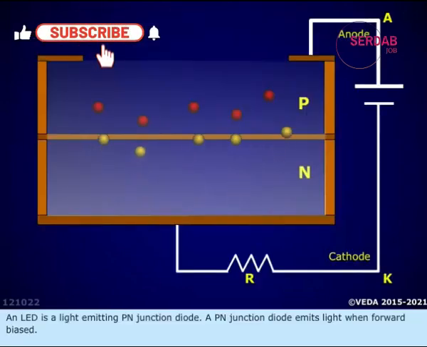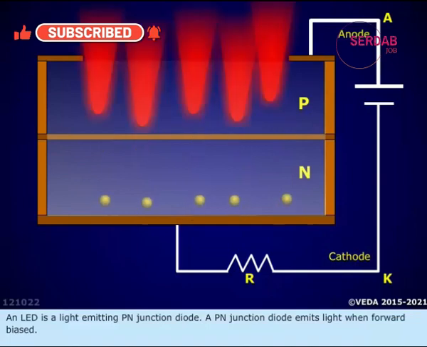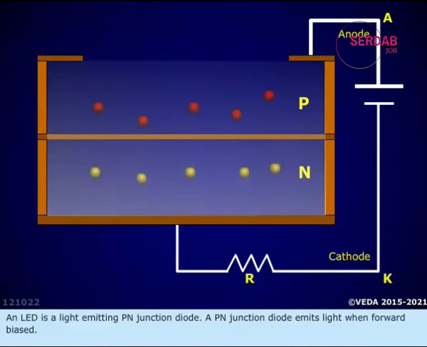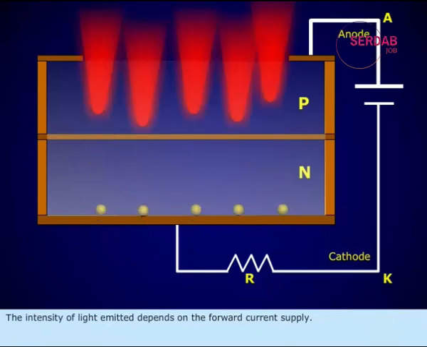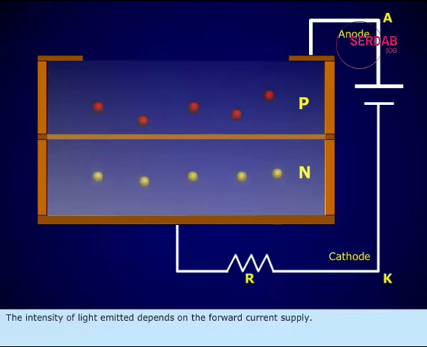An LED is a light-emitting PN junction diode. A PN junction diode emits light when forward biased. The intensity of light emitted depends on the forward current supply. The basic structure of a light-emitting diode is as shown in the figure.